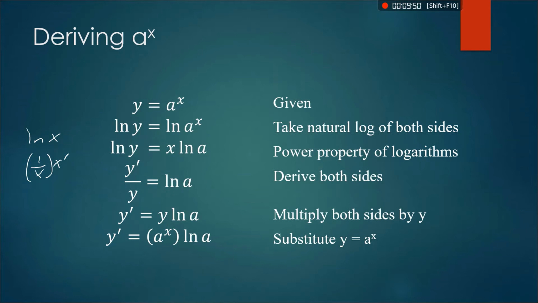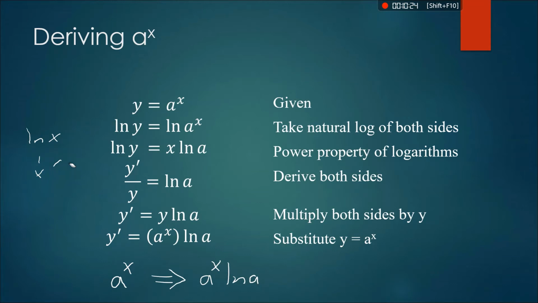If I derive x times ln a, that's just a constant times x, so I would just get the constant. Then I can multiply both sides by y. Since y is a to the x, I can substitute. Instead of y, I'll replace that with the original y, which was a to the x, and I've got my final answer. If I derive a to the x, I will get a to the x ln a.